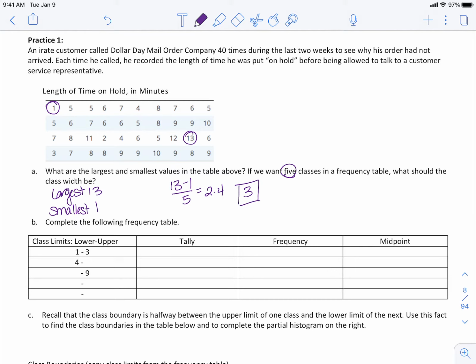Let's complete the frequency table. So we have 1 plus 3 is 4, plus 3 is 7. Add 3 again, we have 10. Add 3 again, we have 13 for all of our lower limits. Then our upper limits, we have 3, 6, 9, 12, and 15. So let's tally these out. I'll give you a minute to go ahead and tally these, and then I'll fill in the tally chart.